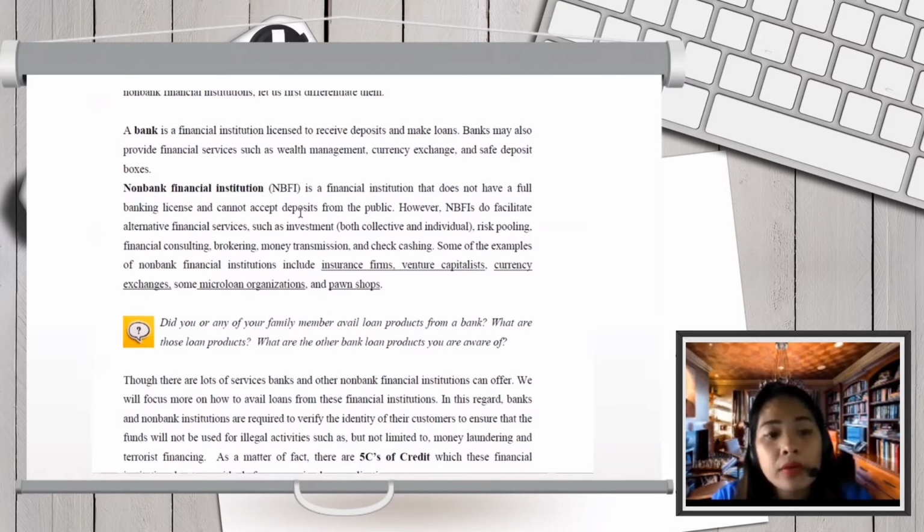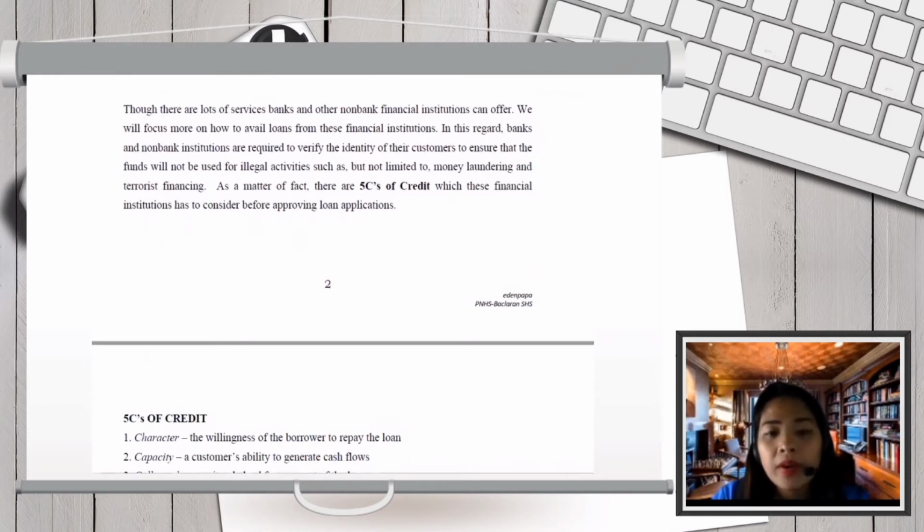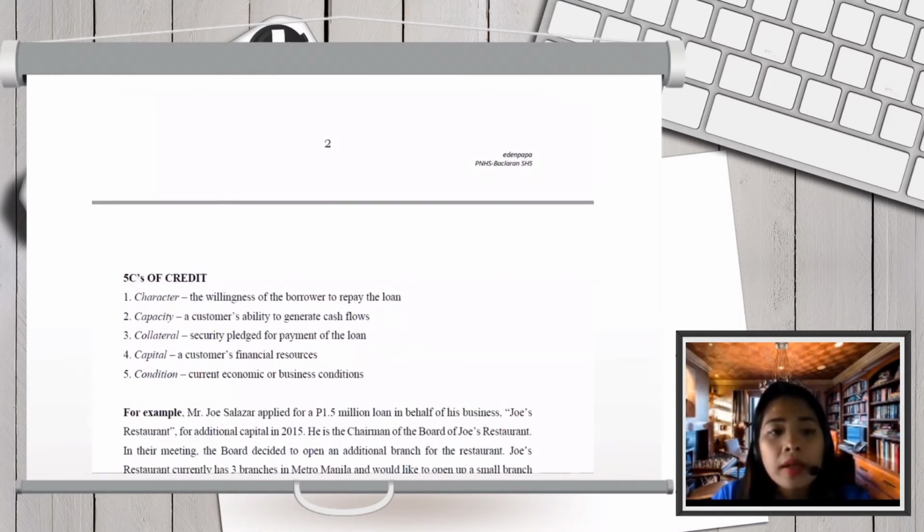So, di ba, para magkaroon kayo ng pera, pupunta kayo sa pawn shop, sasanla nyo, for example, yung relo nyo, yung gold na kwintas or singsing, right? Okay, so, may tinatawag tayong 5 C's of credit, right? Ito yung very important in our lesson. So, as a matter of fact, there are 5 C's of credit which these financial institutions have to consider before approving a loan application.